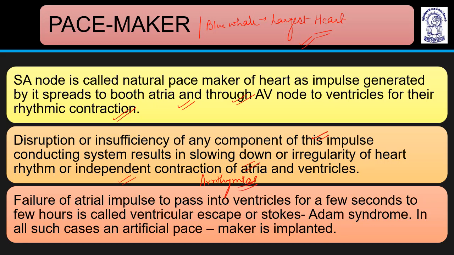So SA node is the natural pacemaker of the heart as the impulse generated by it spreads through both the atria and through AV node to ventricles for their rhythmic contraction. Disruption or insufficiency of any component of this impulse conducting system results in slowing down or irregularity of heart rhythm or independent contraction of atria and ventricles. Failure of atrial impulse to pass into ventricles for a few seconds to a few hours is called ventricular escape or Stokes-Adams syndrome. Very important.